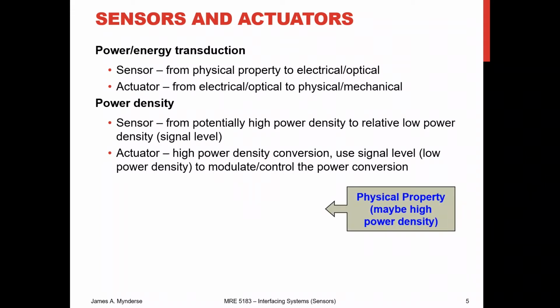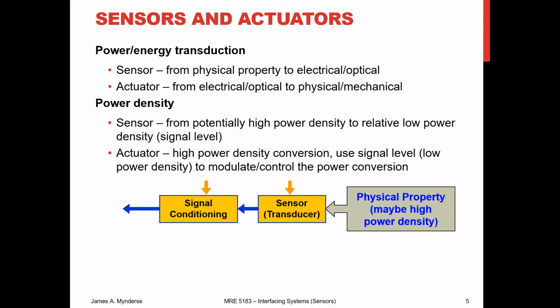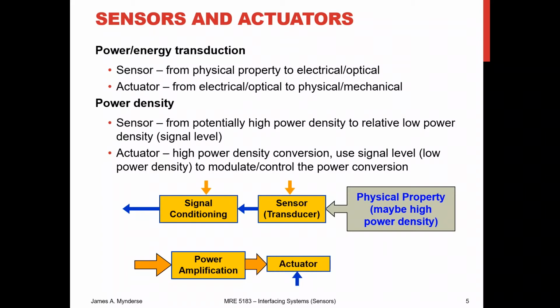So some physical property, high power, goes through our sensor and results in some sort of low power signal that will be conditioned as well. And in the actuation case, we've got some sort of power amplification stage that has an actuator, and that's all modulated by a signal level, the blue, that's coming from our microcontroller in order to provide some sort of mechanical work.